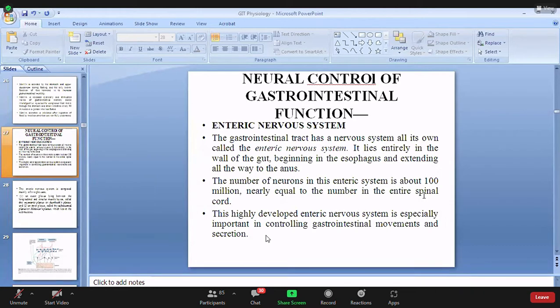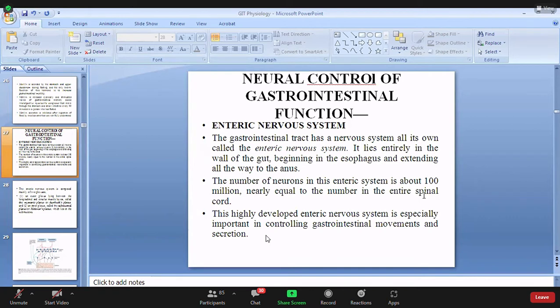Do you have any idea what is the name of the nervous system of the GI tract? The GI tract has its own nerve supply. What is it termed as? Enteric nervous system. So the gastrointestinal tract has its own nerve supply, termed as the enteric nervous system, and it lies entirely within the gut wall, beginning from the esophagus, extending up to the anus.